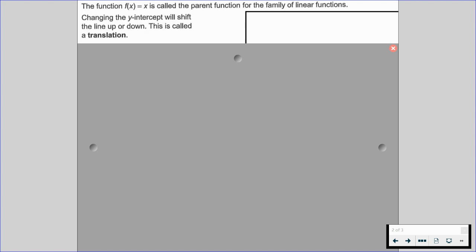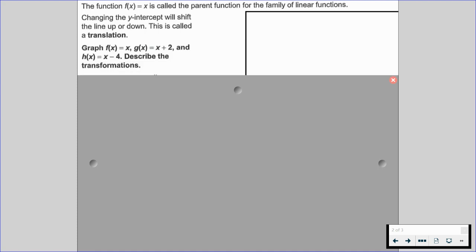So changing the y-intercept will shift this line up or down. This is called a translation. So direct variation, when we first talked about this, it was always going through the origin. And then we have slope-intercept form, right, which is just direct variation going through a different y-intercept. That's a translation. It's just shifting it up or down. Instead of going through the origin, we're now going through, let's say, 3, right? Or we're going through negative 4 on the y-axis.